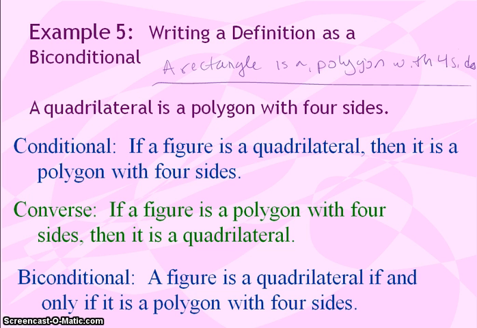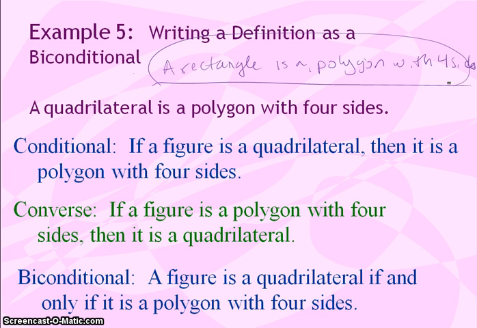Well, let's look at what the converse of that would be. If a figure is a rectangle, it's a polygon with 4 sides. That's true. But let's look at the converse. If it is a polygon with 4 sides, then it is a rectangle. Well, there are a lot of polygons that have 4 sides that aren't rectangles. It could be a square, it could be a rhombus, it could be a trapezoid. That isn't precise, and it doesn't work as a biconditional. So this isn't a very good definition.